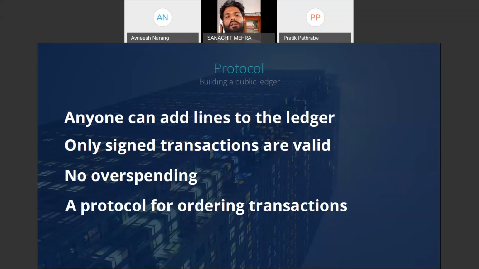The one consensus algorithm that we'll be focusing on for today's session is going to be proof of work. But you can always ping me if you need more info about any of the consensus algorithms as well. Okay, so let's get started with the protocol for ordering transactions. Next slide, please.